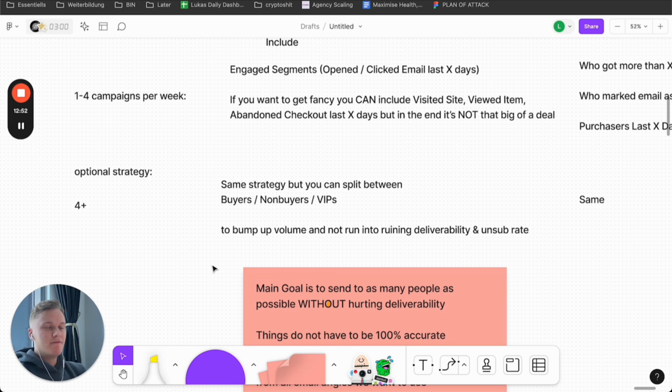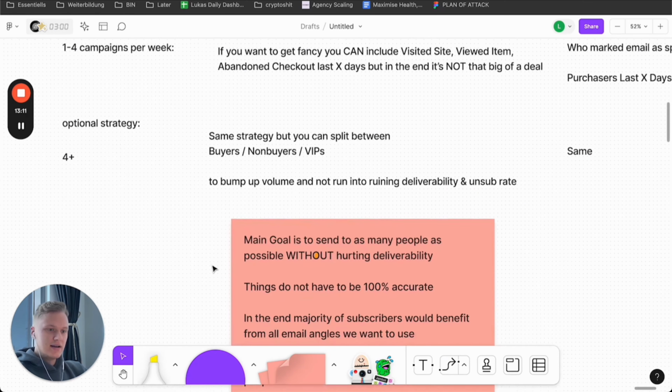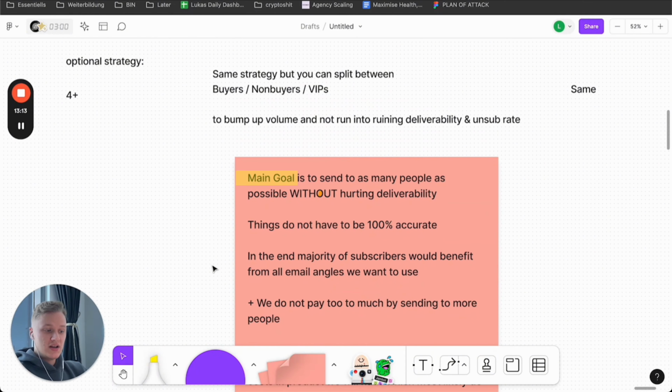I wouldn't say there's a single campaign where a non-buyer would not benefit, and there's not a single campaign where a buyer would not benefit. So in the end, our email strategy is suitable for everyone and every segment that we want to send to. That's why the main goal is to send to as many people as possible without hurting deliverability. And things do not have to be 100% accurate.